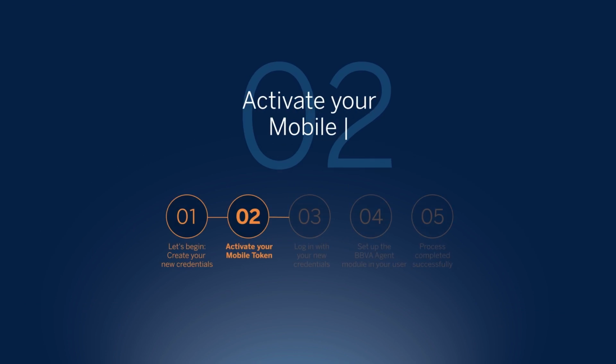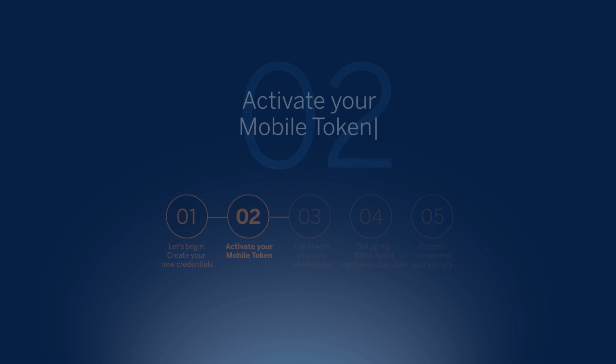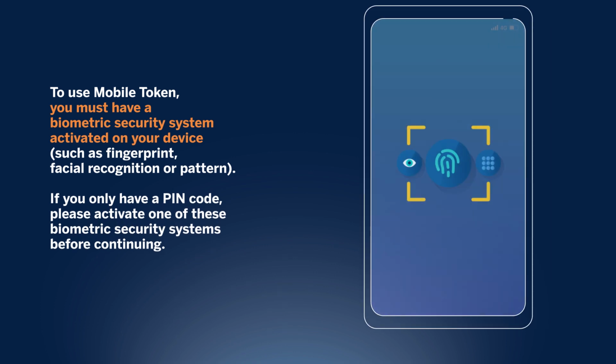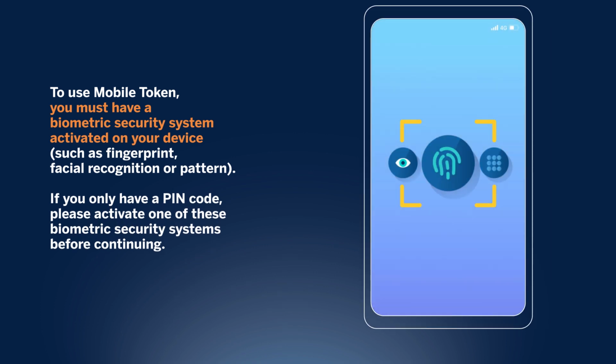Activate your mobile token. To use mobile token, you must have a biometric security system activated on your device, such as fingerprint, facial recognition, or pattern. If you only have a PIN code, please activate one of these biometric security systems before continuing.